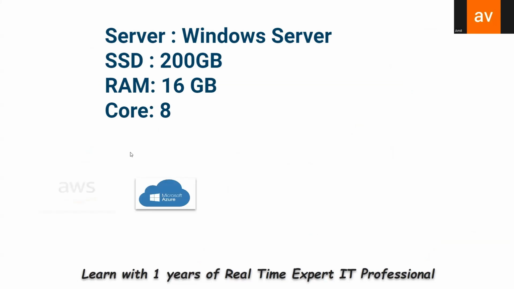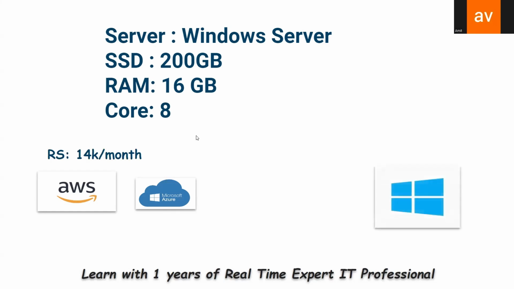For this I went through AWS and Microsoft Azure, and I have seen that they are charging almost 40 to 50,000 per month, and this amount is not affordable for an independent or individual developer. So I rejected AWS and Microsoft Azure because it's very costly, and I went through multiple options in the market. I found one option called Windows Server or VPS provided by some vendors.